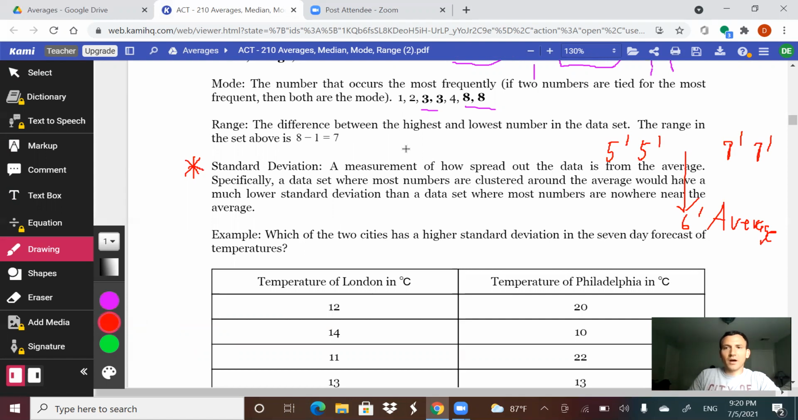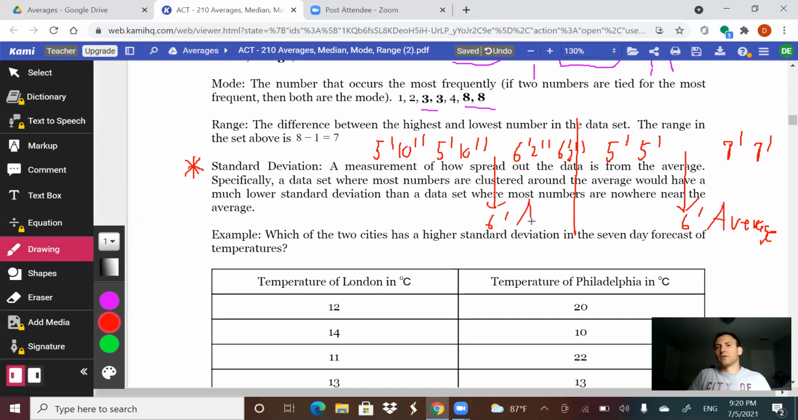If I have 4 brothers and 2 are 5'10" and 2 are 6'2", their average is also going to be 6 feet. Guess what, though? The standard deviation, or how much the data points are spread out from the average, is much smaller in this example to the left than this one. So this one has a low SD, standard deviation. This one would have a high standard deviation.